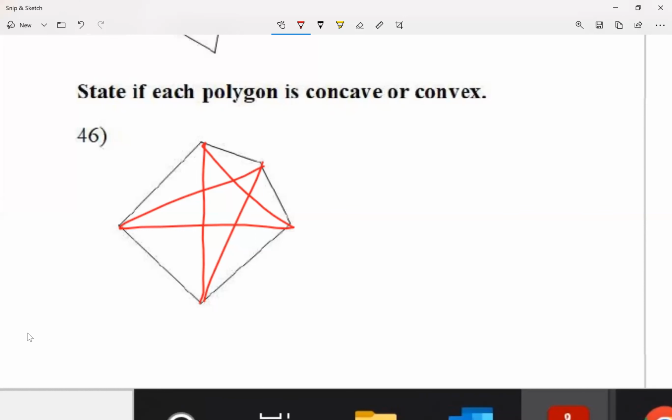I don't see any more diagonals. I drew all the diagonals that I can do. None of them go outside. So this is convex, right? If one of them went outside, concave. Another way I could find a concave is if you find a dent, like a hole in it.